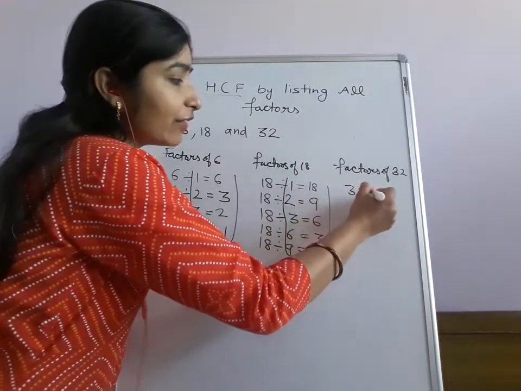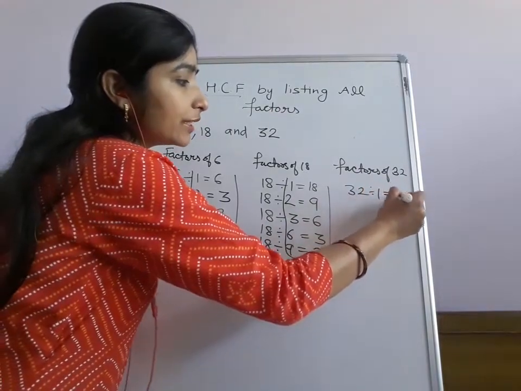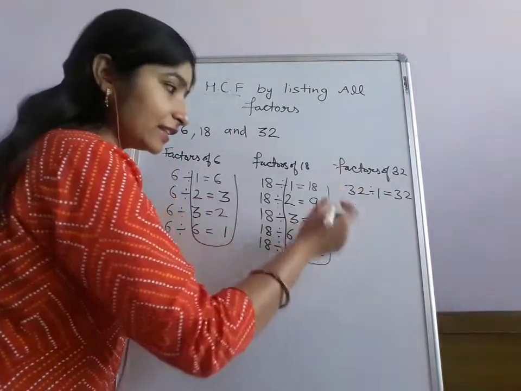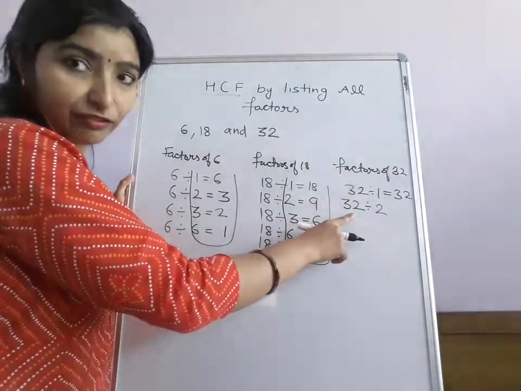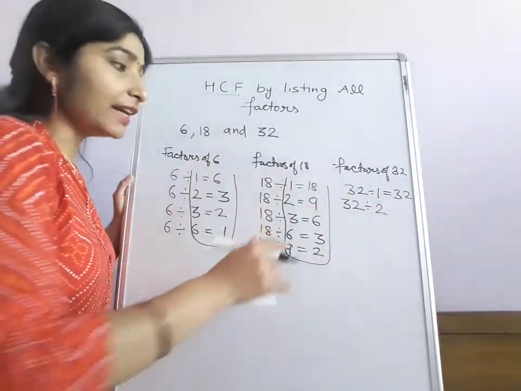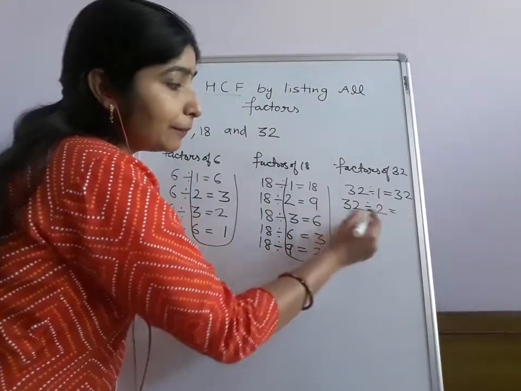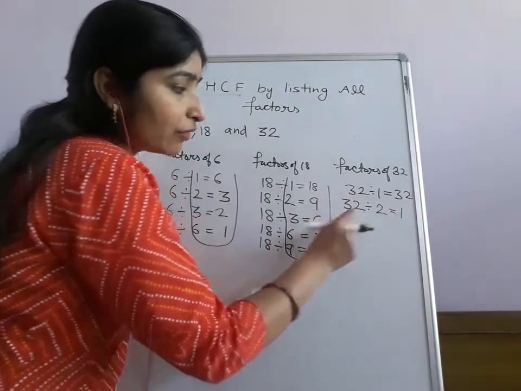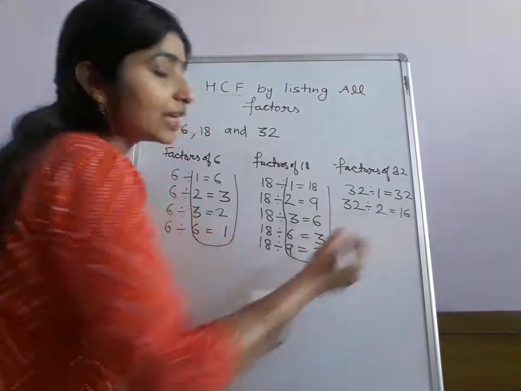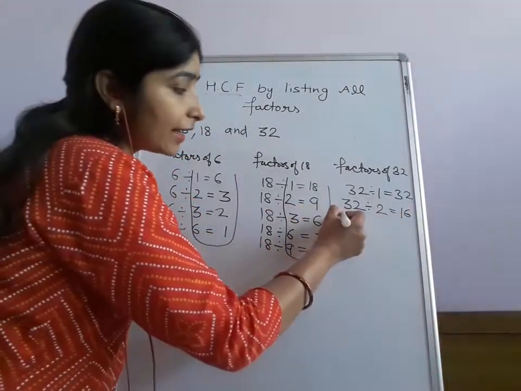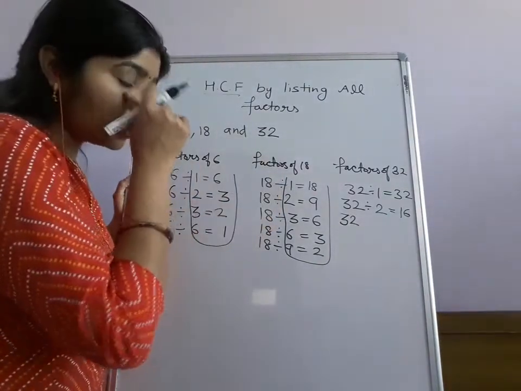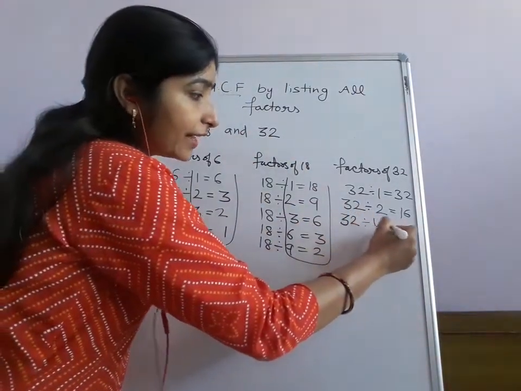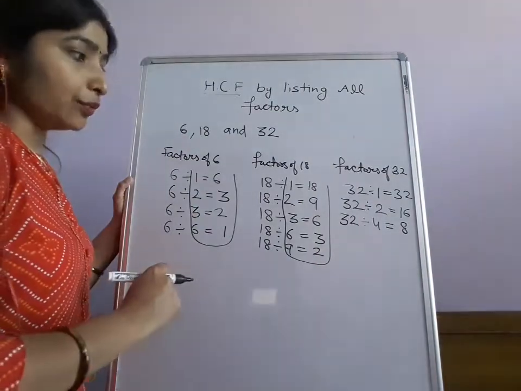Now we will find factors of 32. So 32 is divisible by 1. Yes, 32 will come. 32 is divisible by 2 also, because this is an even number and all even numbers are divisible by 2. So what will come? 2 ones are 2, 1 is left, and 2 sixes are 12. Okay. Now 32 is not divisible by 3. 32 is divisible by 4. 4 eights are 32. Okay.